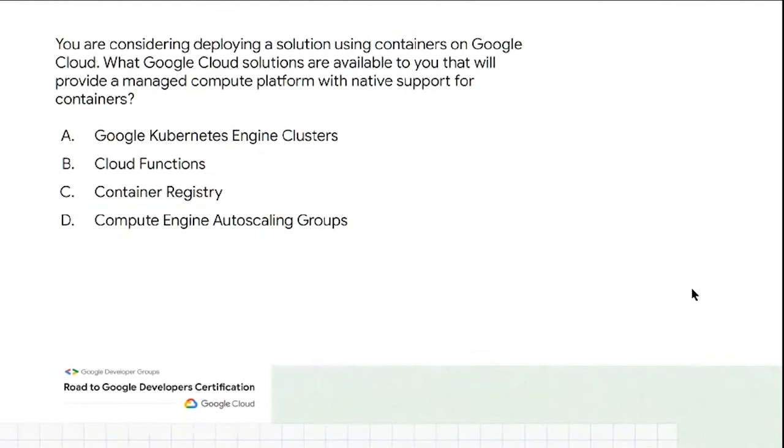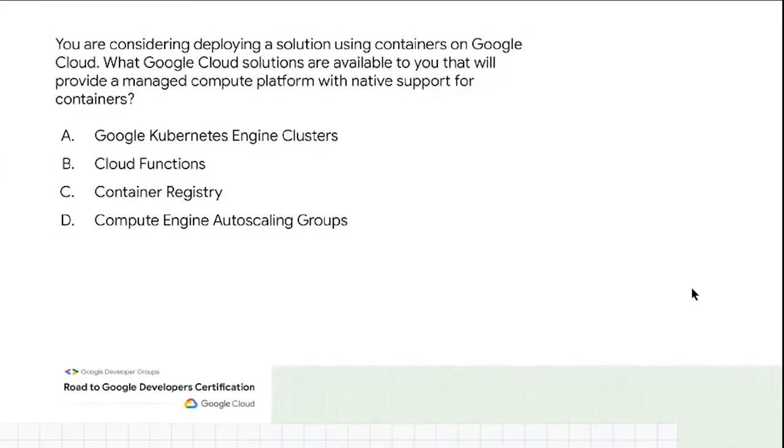That's it. Let's start with a question. You're considering deploying a solution using containers on Google Cloud. What Google Cloud solutions are available to you that will provide a managed compute platform with native support for containers? Okay, let's see our options. I would go from the last option. Compute Engine autoscaling groups. Compute Engine are VMs, and autoscaling groups are groups of VMs if you want to scale your workload. It doesn't natively support containers. I mean, you can run containers on your VMs, but then you get to manage them yourself. That's the gist of it.